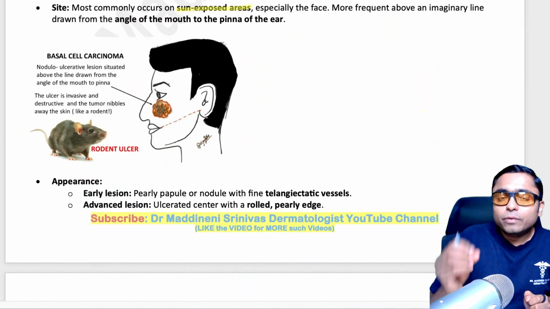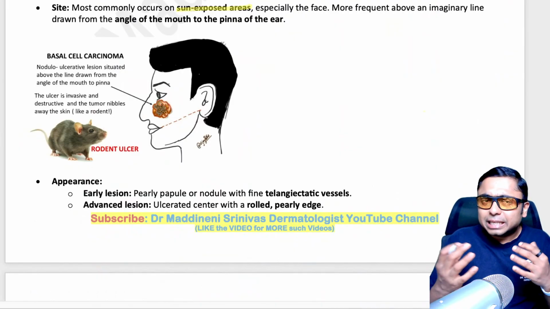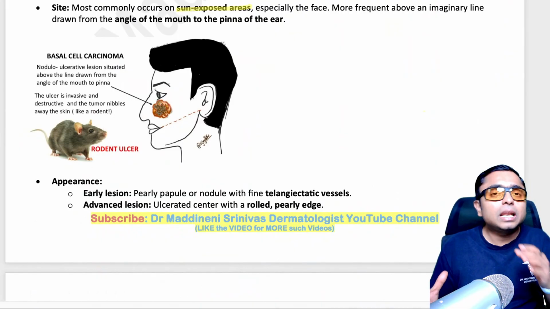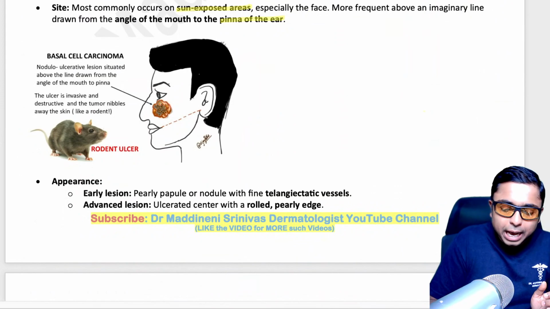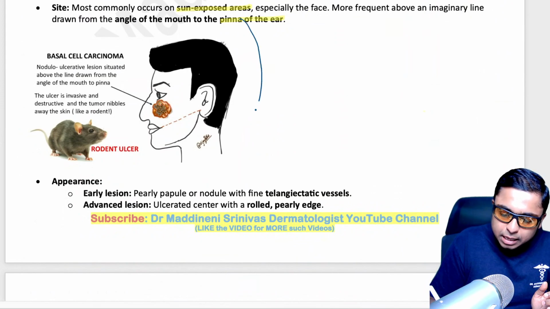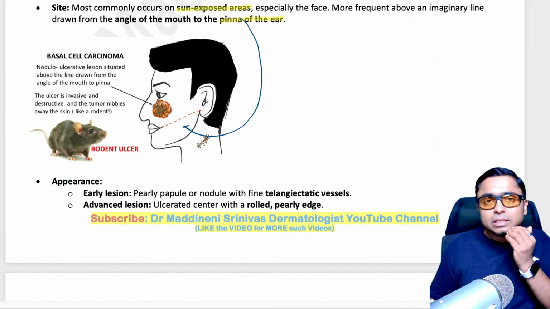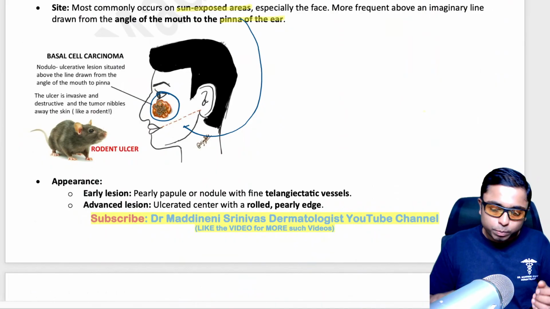And more frequently the BCC lesions are going to appear over a site which is drawn by an imaginary line joining the angle of the mouth to the pinna of the ear. So as you are able to see here, this is the line drawn from the angle of the mouth to the pinna of the ear. So above this line there is going to be high likelihood of basal cell carcinoma developing.